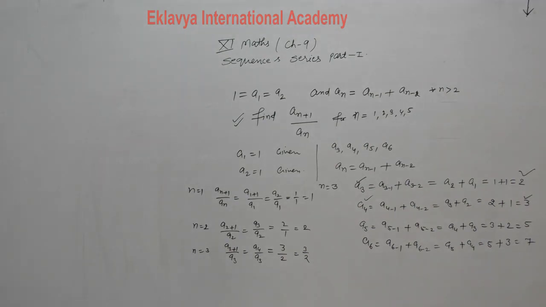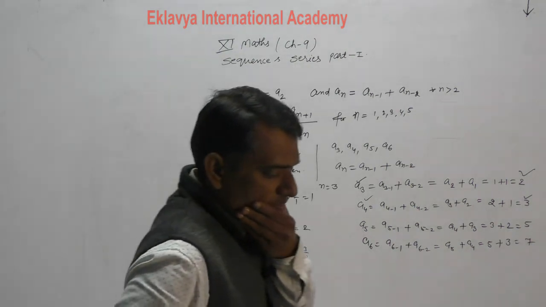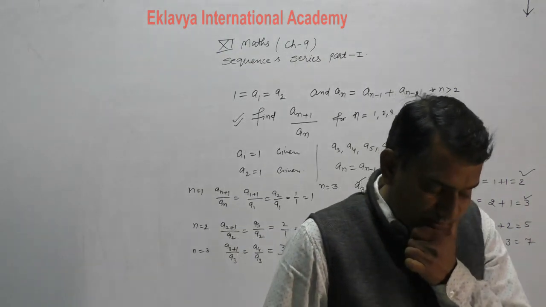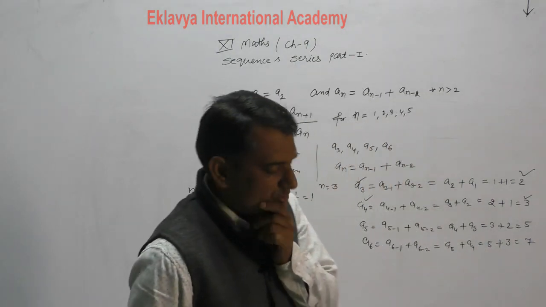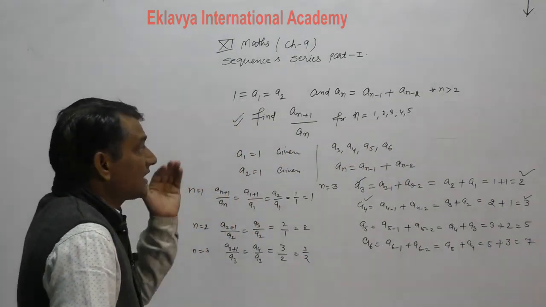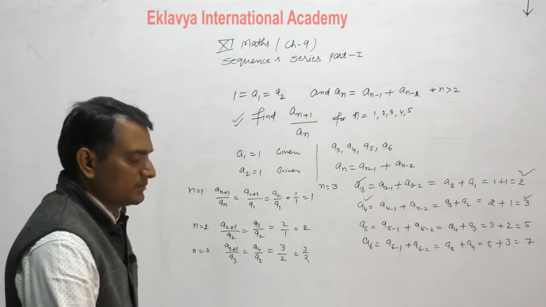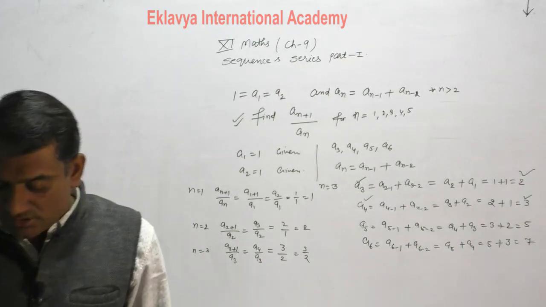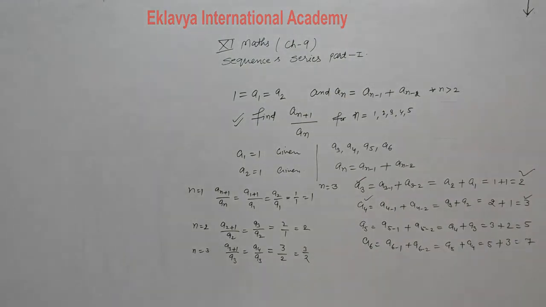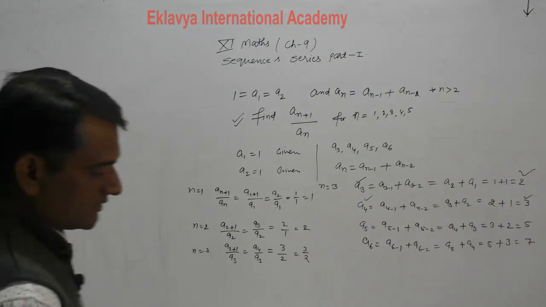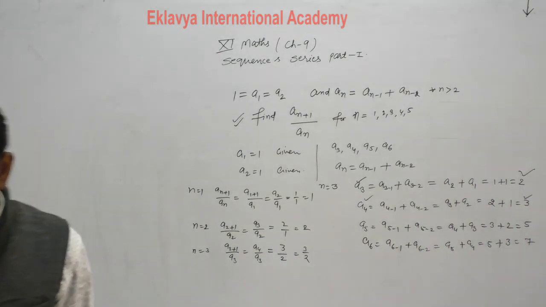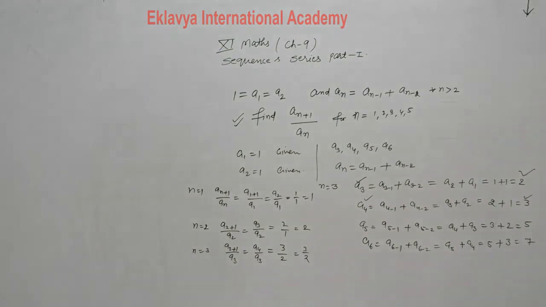So in this way, all the questions of this exercise 9.1, you just solve in your copy. I think every student should be clear about this exercise. You just calculate the terms of the given sequence. So there are 2 definite terms there. Every student should solve this properly in their notebook. This is the sequence and series chapter, exercise 9.1, which you should solve in your notebook.